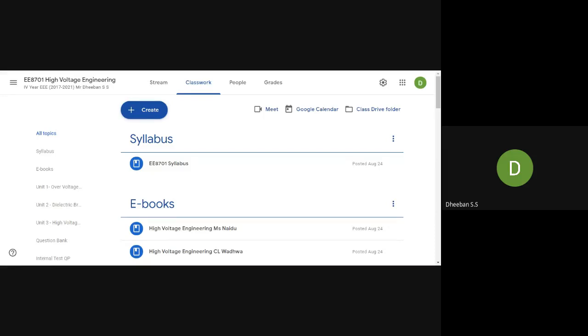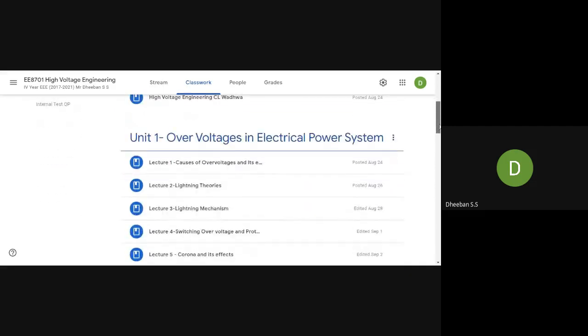The students will be getting into the lecture. Yeah, so we have been going to your third unit.